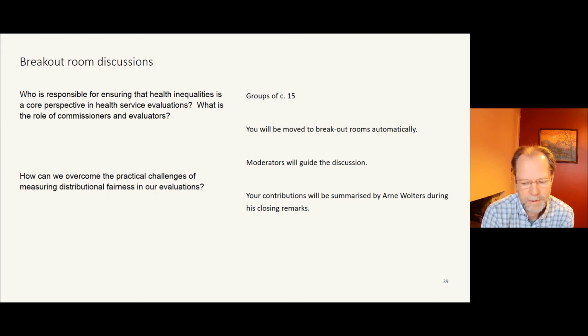Now, I know there'll be people in the conference today that will have been involved in evaluations that have successfully incorporated aspects of distributional fairness into their evaluations. So we want to hear particularly from you, how did this come about and how did you respond to the challenges? So we're going to move into breakout groups shortly, and there'll be about 20-25 minutes for discussion.